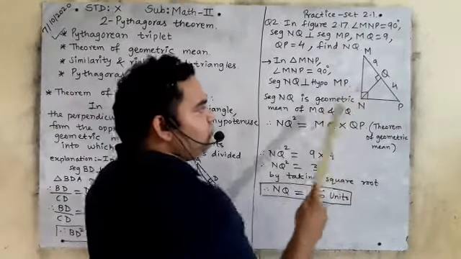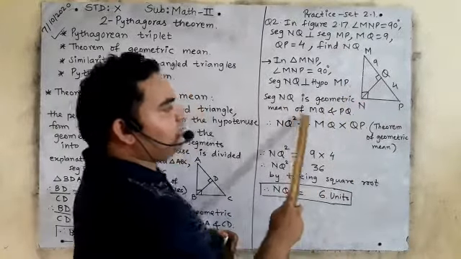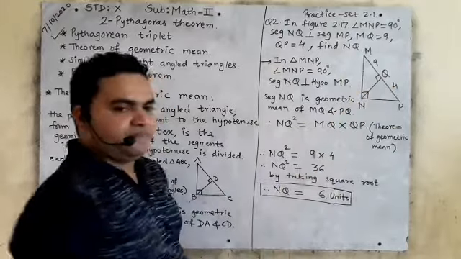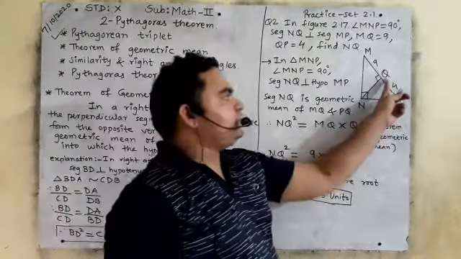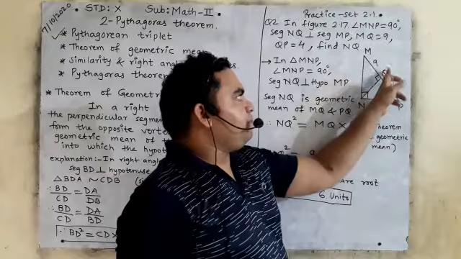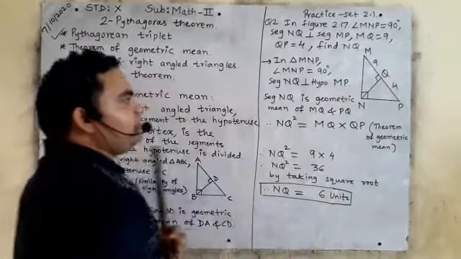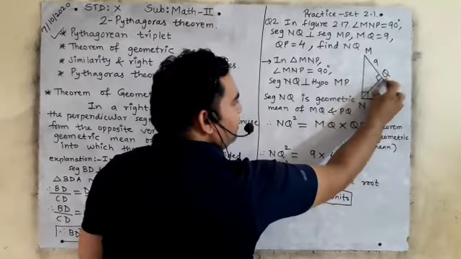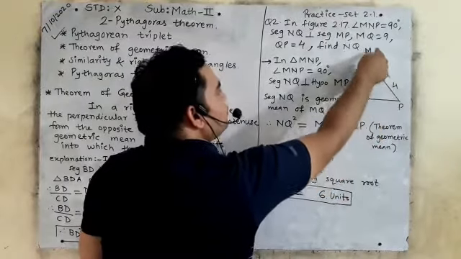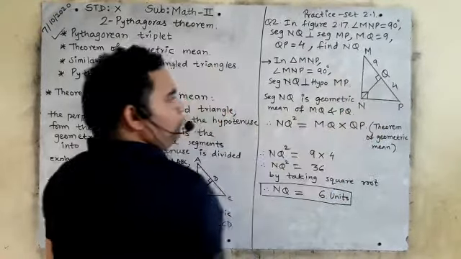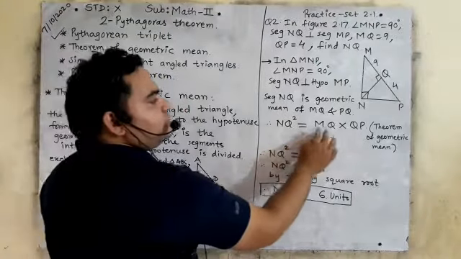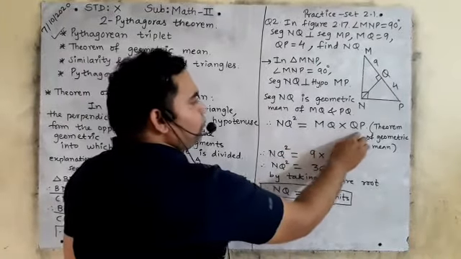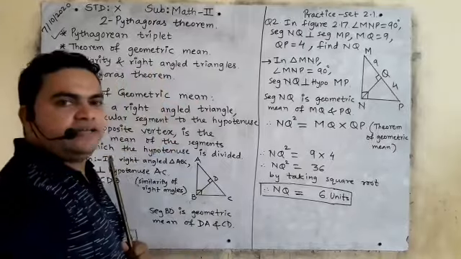So segment NQ is what? Segment NQ is the geometric mean of MQ and QP. Yes. So therefore I will write NQ square, the square of whatever the geometric mean is, is equal to MQ multiplied by QP. So NQ square is equal to MQ multiplied by QP. That is what? The theorem of geometric mean.